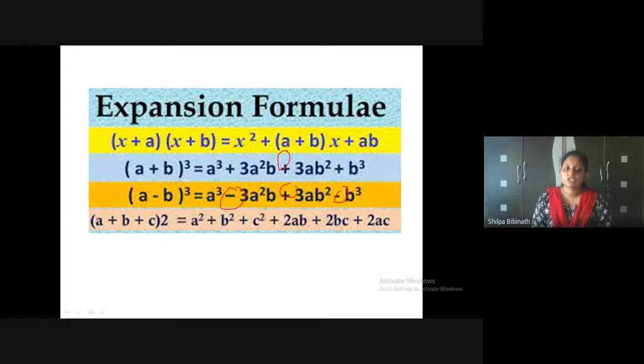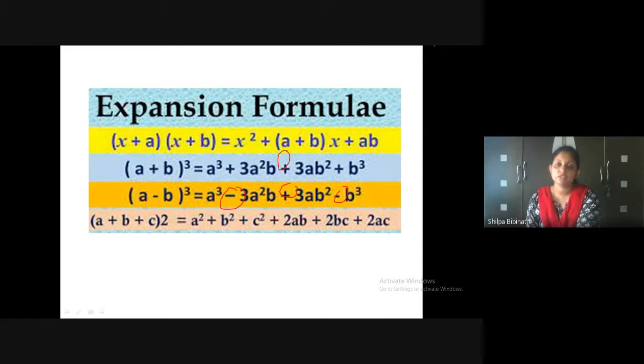Okay, next is a plus b plus c. If you find a question based on a plus b plus c the whole square, what are you going to write? What is the expanded form of this? It is a square plus b square plus c square plus 2ab plus 2bc and 2ac. Okay, this is what you need to remember. If you know this thoroughly, it's very easy to solve the questions.